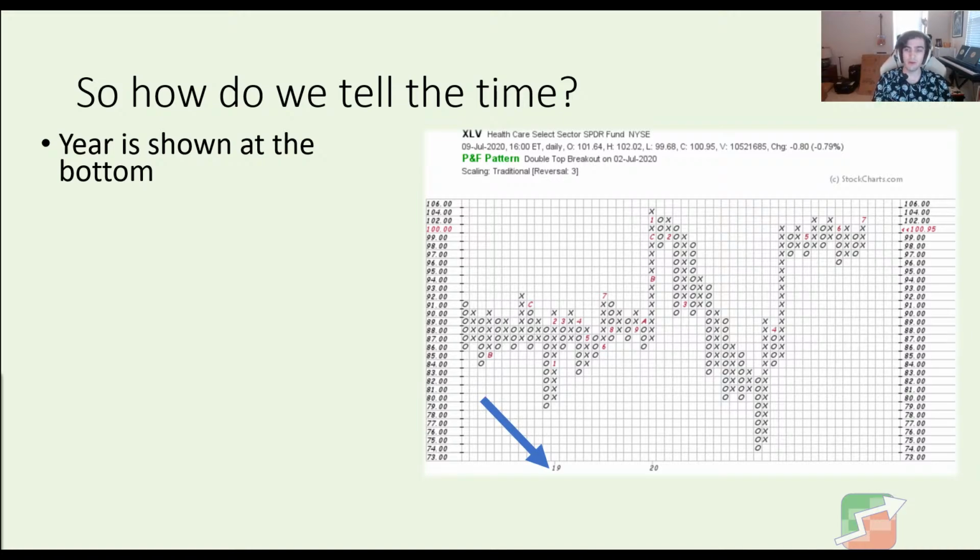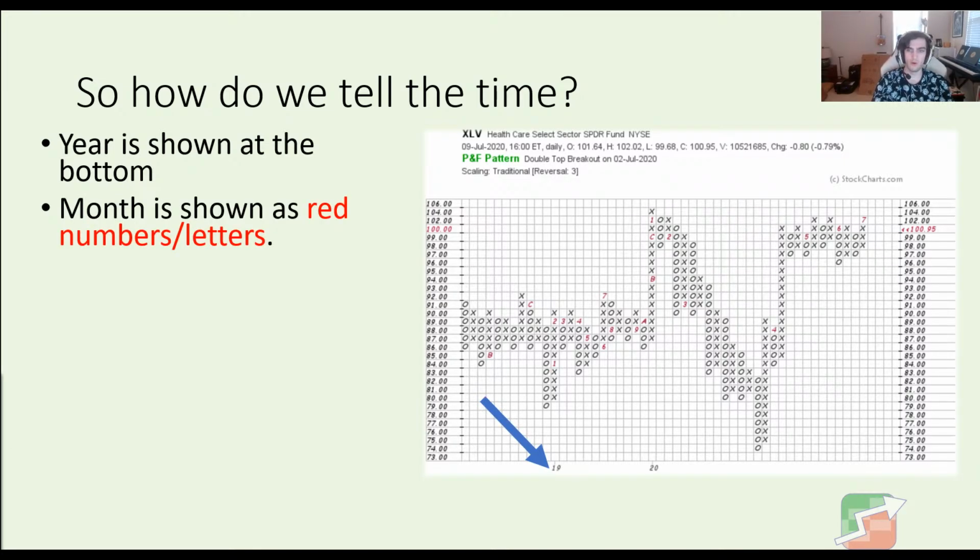Well, down at the bottom, going from left to right, just like you would read a book, we see the 19. 19 means 2019. Then over on the right, we see 20. That is where 2020 begins. So the year is down at the bottom from left to right. And then the month is shown in the chart itself as red numbers and letters.